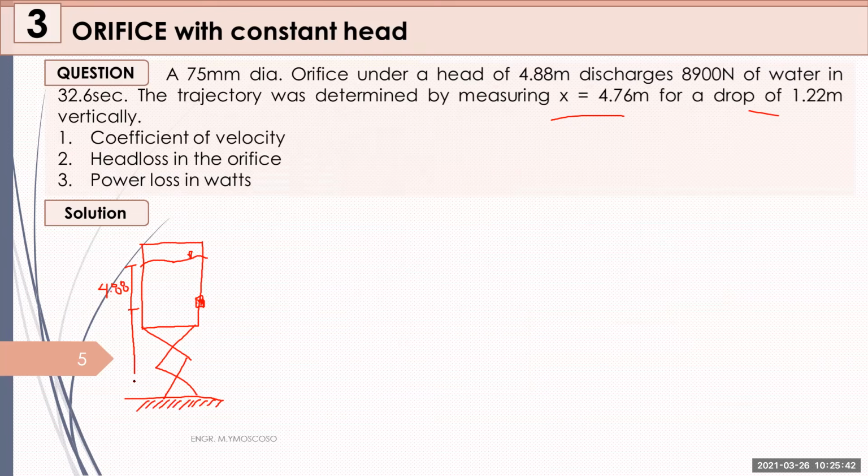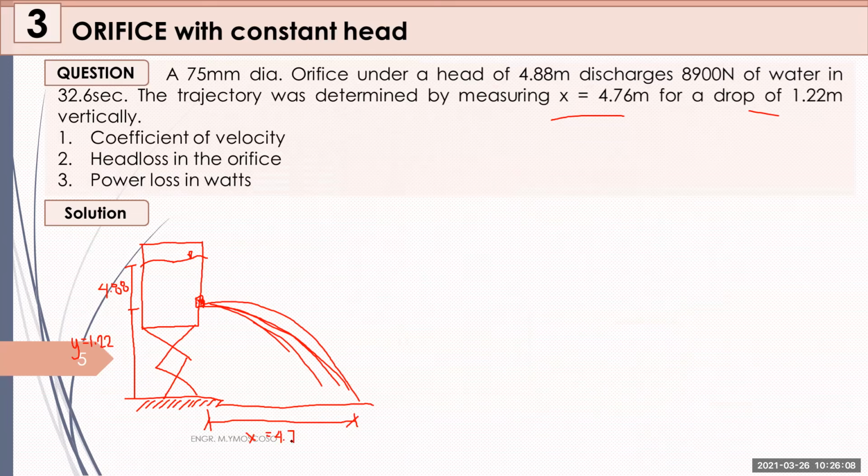So ibig sabihin yung y distance daw natin, galing sa ating tangke papunta sa ground, that would be considered as 1.22. At yung x natin, yan yung magiging distance ng jet natin or yung pagbuga mismo ng tubig natin. Okay, kasi trajectory yan eh. So that would be the x distance galing sa orifice papunta sa tip ng ating jet, okay? Your x is considered as 4.76. So for number 1, let us try to find the coefficient of velocity daw. And your CV can be seen sa V is equal to CV times square root of 2GH.